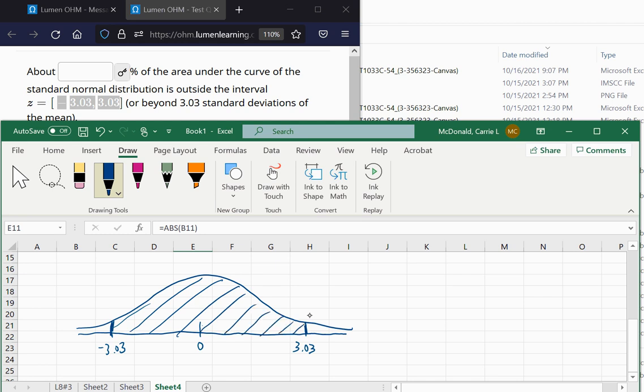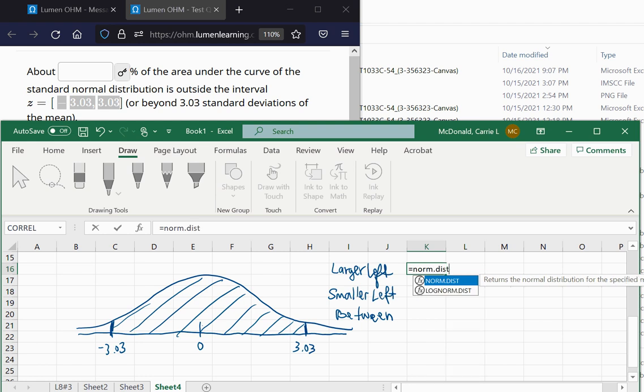Okay, now when you're finding between area, it's the same drill every time. Find the large left, then find the smaller left tail, and then find the between area by subtracting them. So the larger left area would be from the rightmost boundary, 3.03. So I'm going to do norm.dist. Remember, when you're looking for an area, it's norm.dist. If you're looking for a z-score or an x boundary on the horizontal axis, use norm.inverse. Norm.dist when you're looking for an area, a probability, or a percentage.